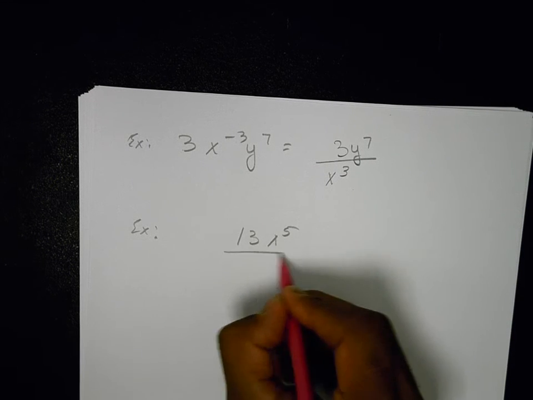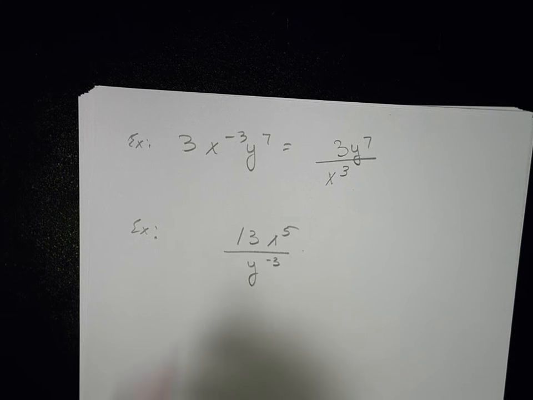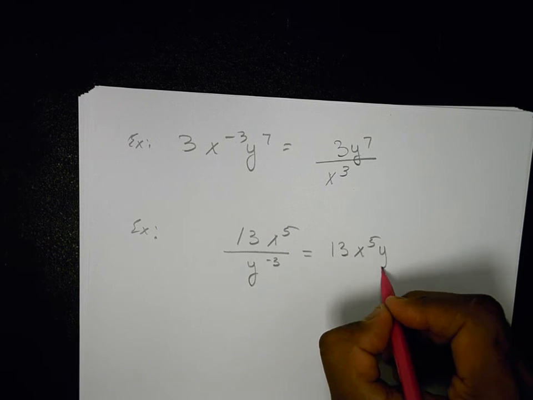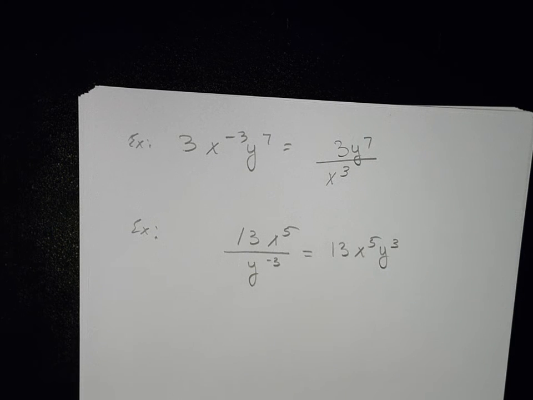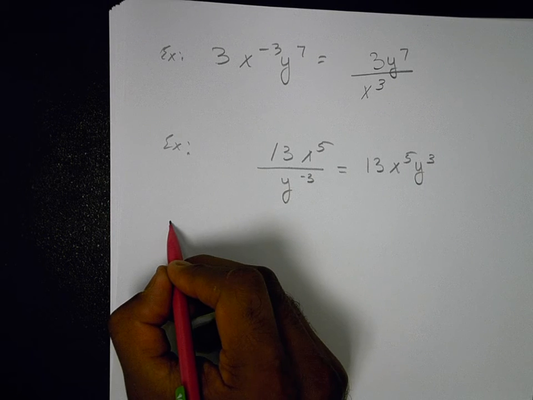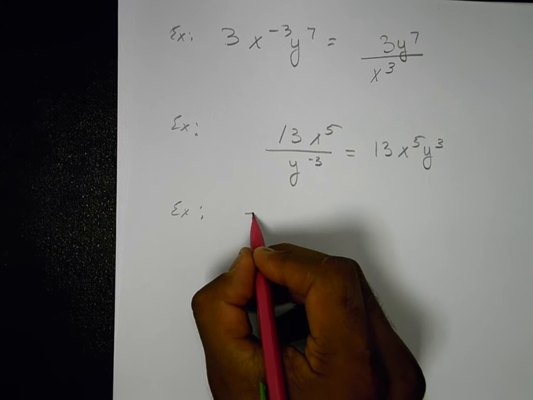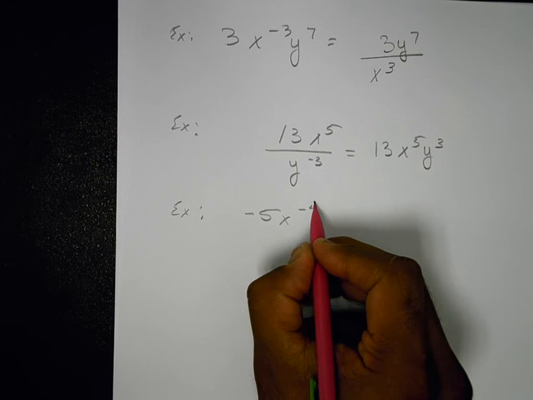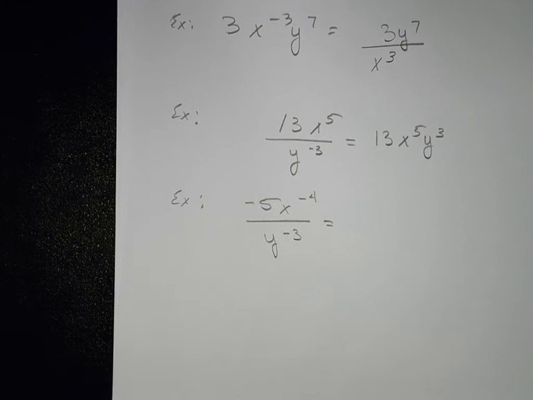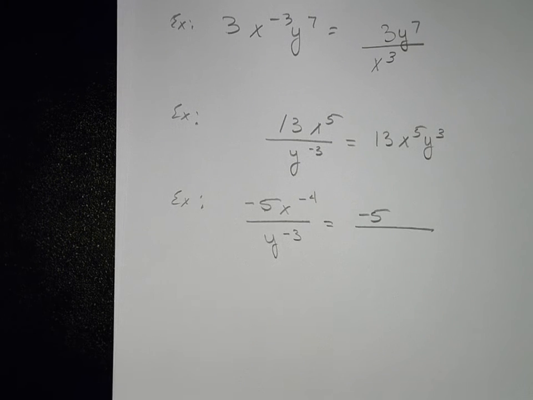13x to the 5th all over y to the negative 3. Nothing divides or reduces here, but this is a negative exponent, so I have to rewrite that. What that really does is move it to the numerator. A common misconception is people start doing this with negative numbers after they learn this rule. So this is a negative 5. This is not an exponent. So nothing reduces, and that negative 5 just stays right where it's at.